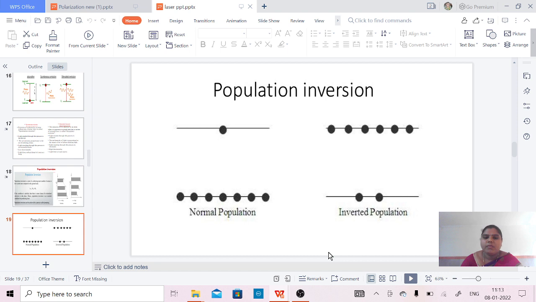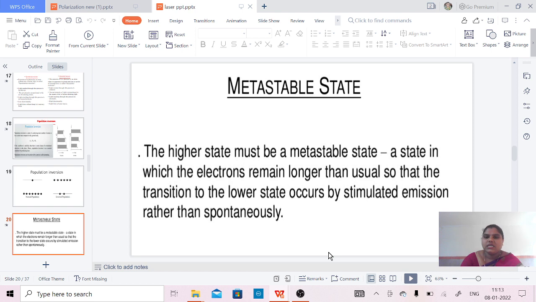So, normal population and inverted population. Population means the number of atoms grouped at a state, whether it is the ground state or the excited state. But the condition is that more atoms have to be present in the excited state.